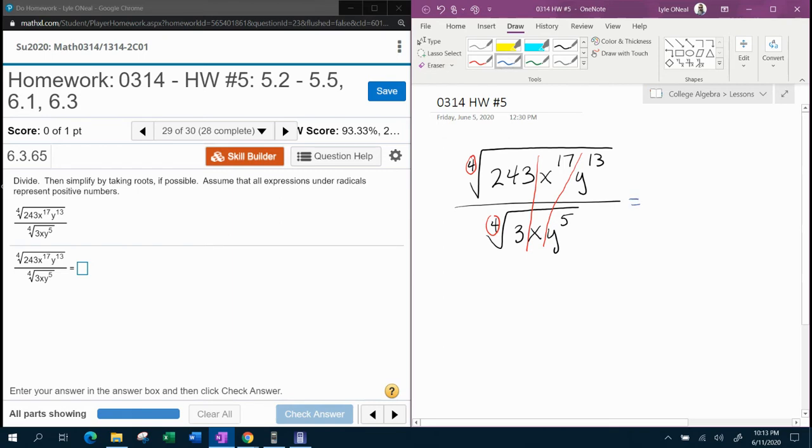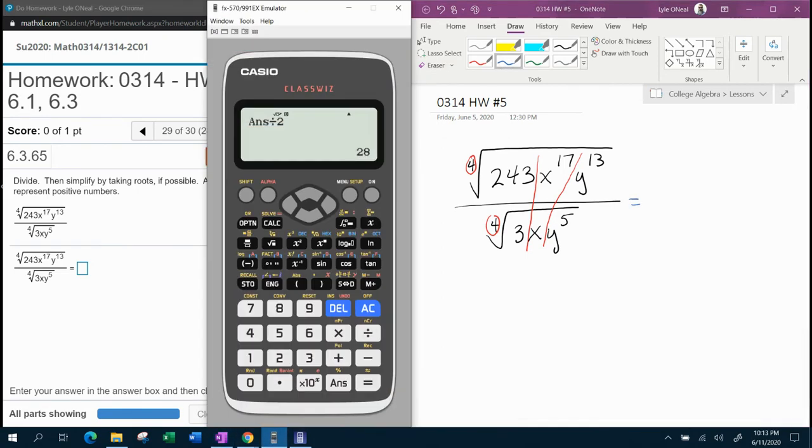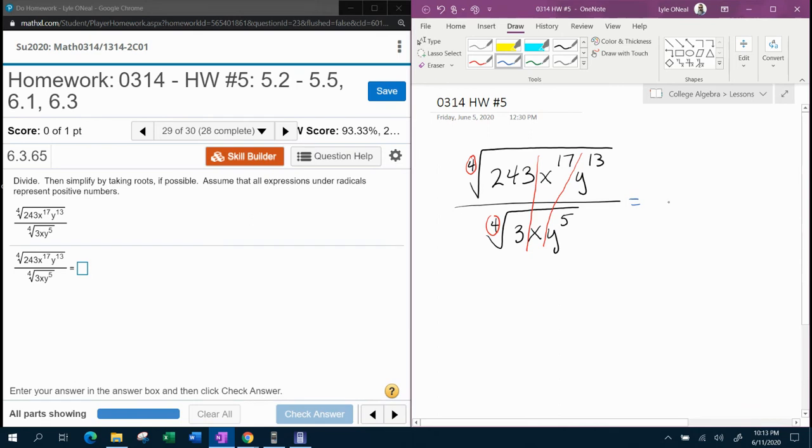All right, so what do we got? We've got 243 divided by 3, and that works out to be 81. So that's going to be, let's see, let's do it this way, 4th root of 81. And what I again want to point out, 3 goes into itself one time. 3 goes into 243, 81. So what I'm doing there is I'm reducing the fraction, okay?